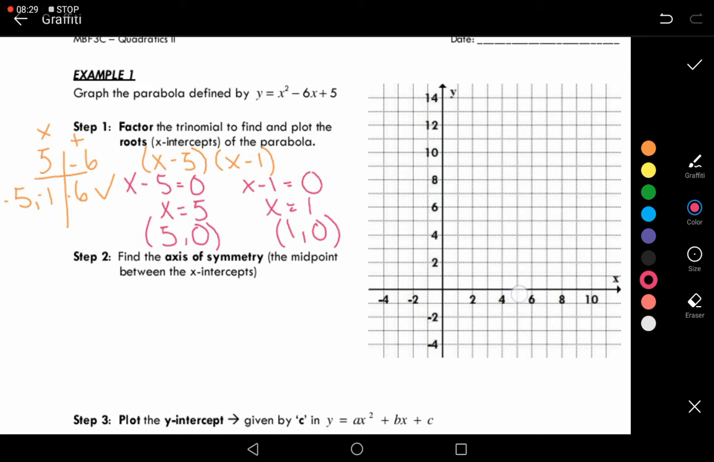So I can go ahead and plot those on my graph. (5, 0) and (1, 0). And remember, they have to be on the x-axis, right? They're x-intercepts. That's what they mean. Okay, so step 1 done.